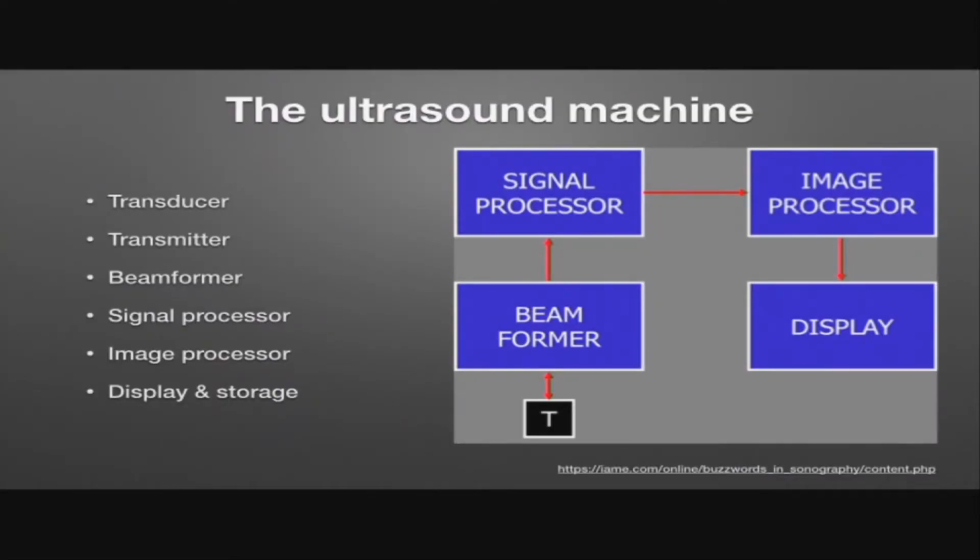So the ultrasound machine is made up sort of sequentially of different parts that each have an important role. And as I said, we've got variable control over some of these parts of the machine. We're going to start off by talking about the transducer, the transmitter, the beamformer, the signal processor, which leads to the image processor, and finally to the display. And we'll talk a little bit about the storage of the ultrasound image at the end.